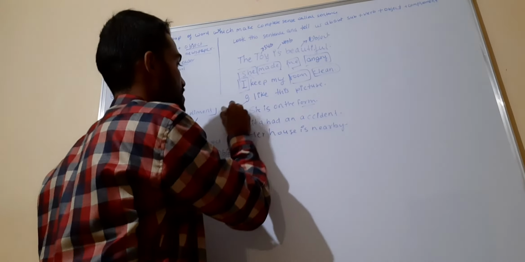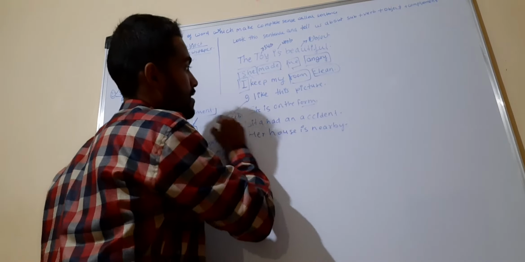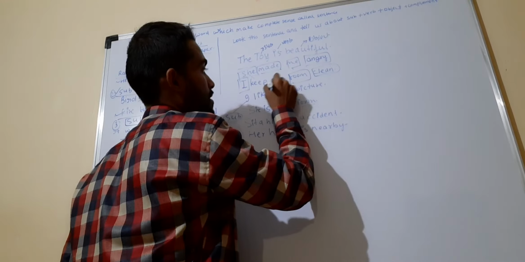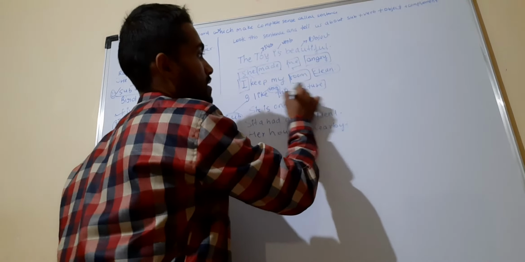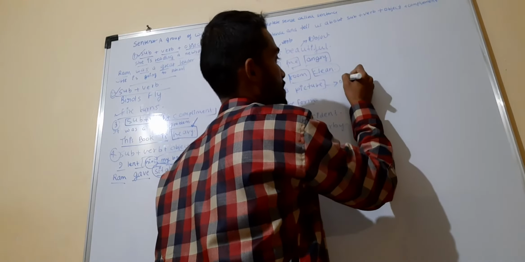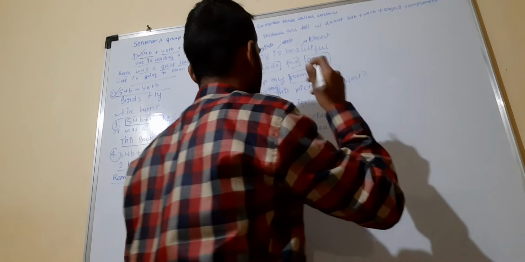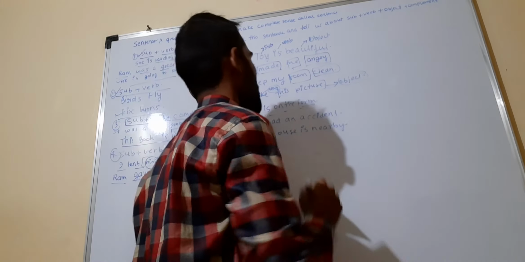Okay, so you can say I is a subject here, and like is a verb here. And then this picture is an object here. Okay, object here. And the C is on the form, C is on the form.